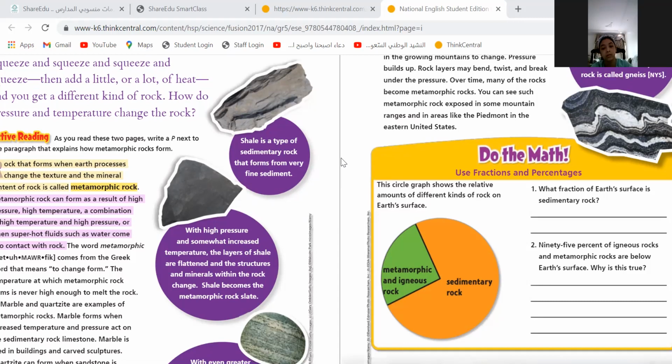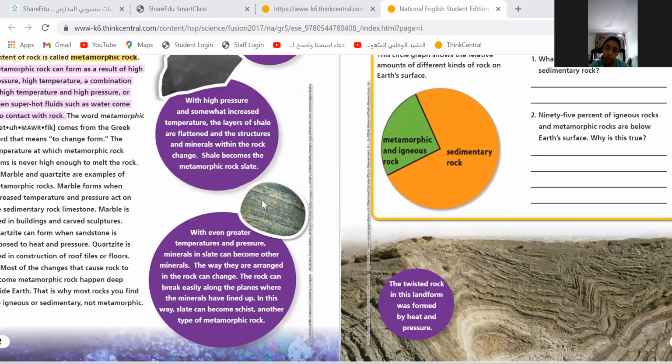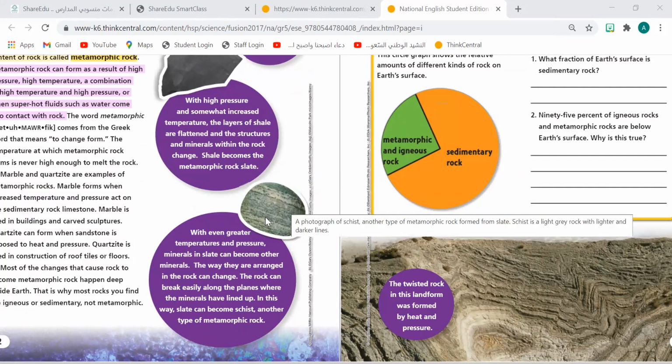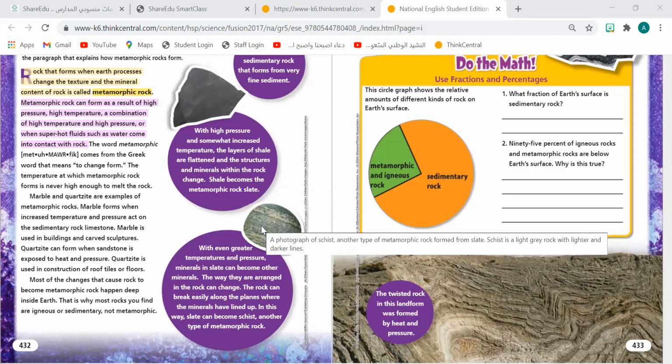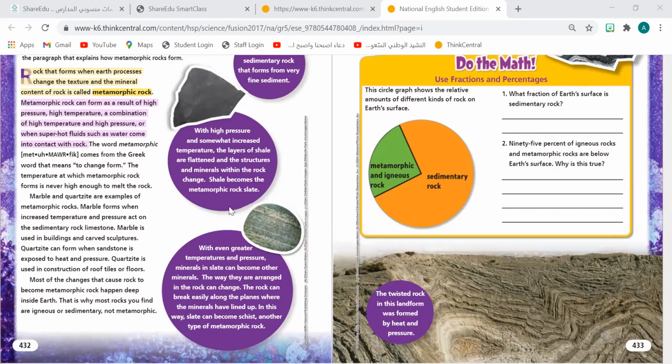These two rocks, we said they are the same. This one was sedimentary rock, but with high pressure and high temperature, it became another rock. Why? Because of heat and high pressure. Also, with even greater temperature, look, it becomes another different rock. This is a new different rock. With even greater temperature and pressure, minerals and salt become other minerals, see? It's all about chemical changes. When you add heat and pressure to minerals, they will definitely change. And when they are changing, they will give you a new substance. This is what is happening over here.